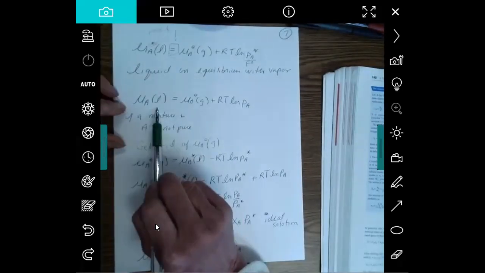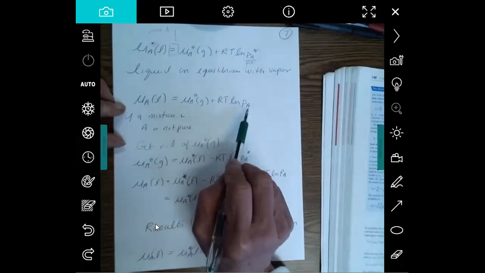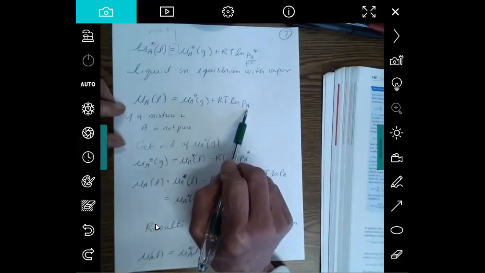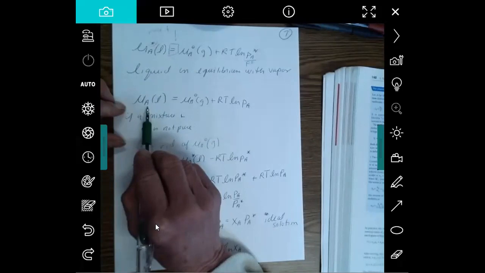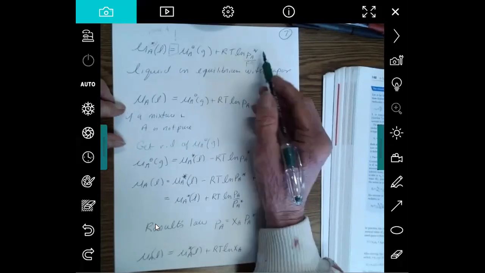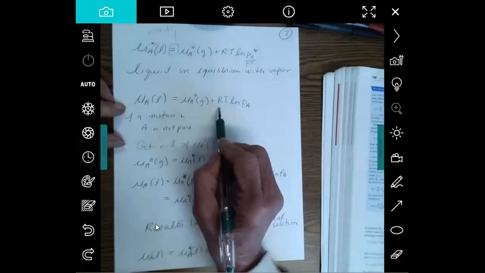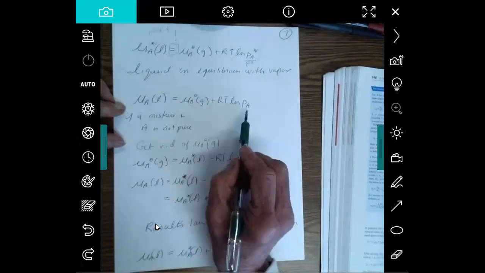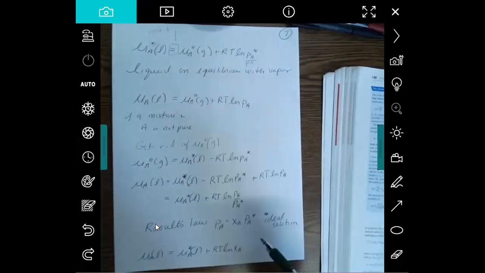So the chemical potential of the liquid is equal to the chemical potential of the gas plus RT ln of whatever partial pressure you have for the gas. This is saying if you're in a mixture and you don't have pure A, then it's going to have a partial pressure different than the vapor pressure of the pure substance. So if you're in a mixture, A is not pure, your chemical potential is still equal to the chemical potential of the gas, but now the gas has a different pressure. It doesn't have the vapor pressure of a pure liquid. It has a lower vapor pressure. We'll see in a second.